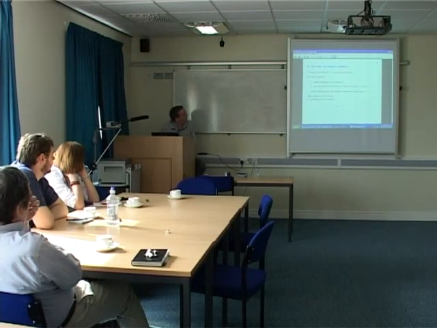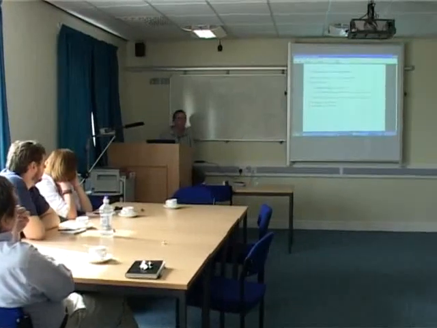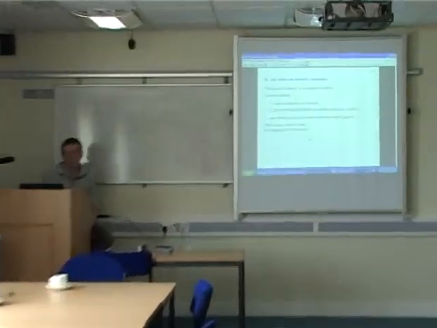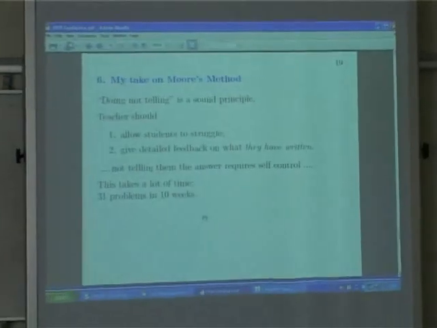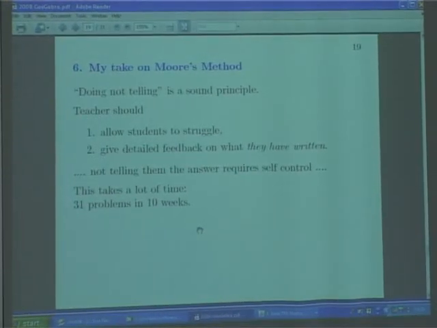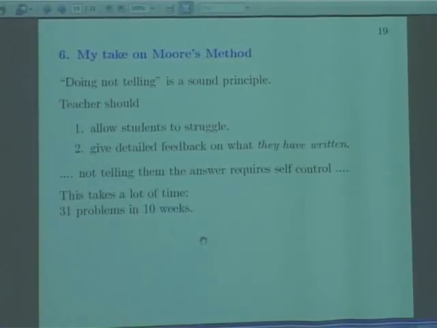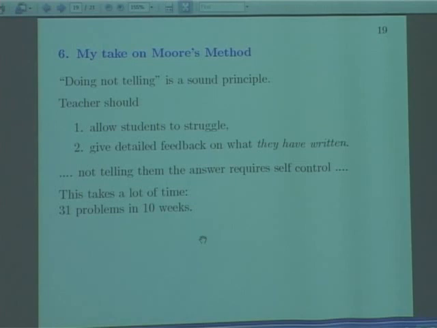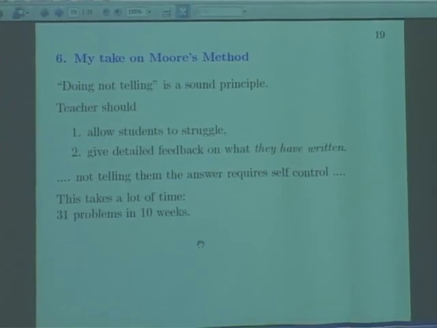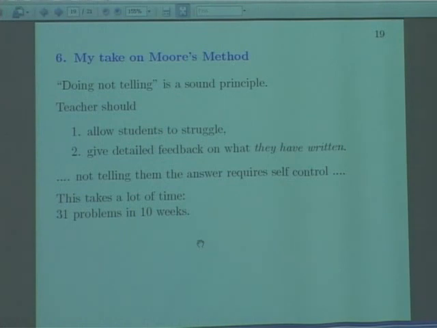So my take on Moore's method, doing not telling, is a sound principle. I think Moore's principle is basically sound. And you have to allow the students to struggle, which is quite difficult for a lecturer to do. But unlike Moore, I really think the teacher should give detailed feedback on what they've written. Moore, pretty much as I understand his technique, just said yes or no, and the student had to spot their own mistakes. Whereas I really felt that when the student had done something, it's my responsibility as a teacher to get as much positive out of what they've done, without actually telling them how to do it.